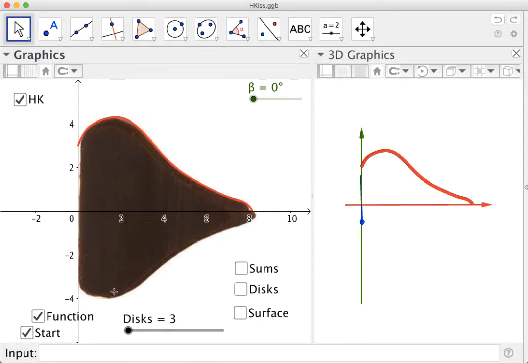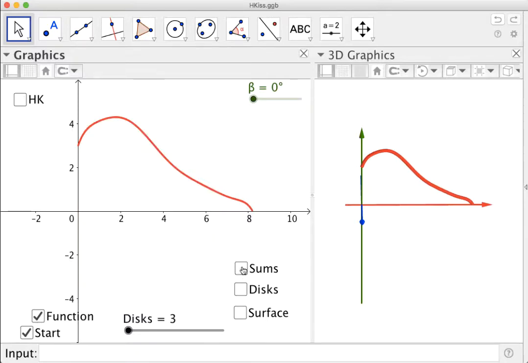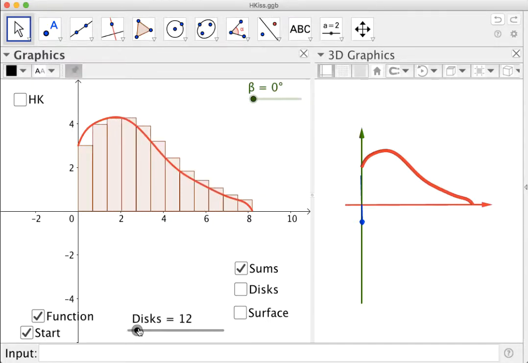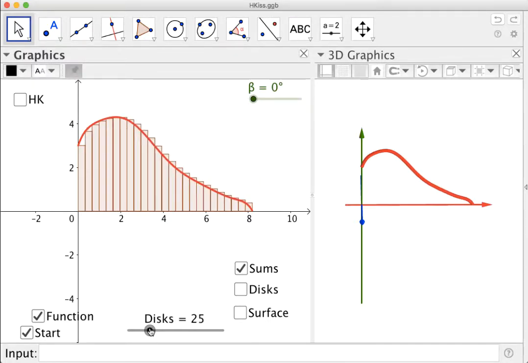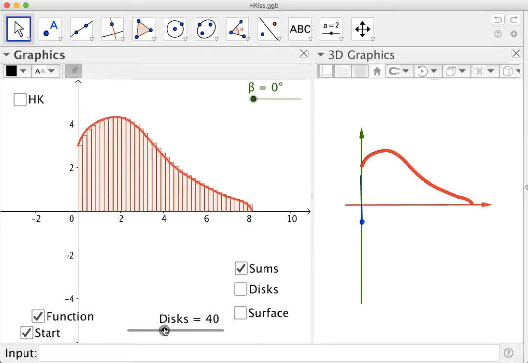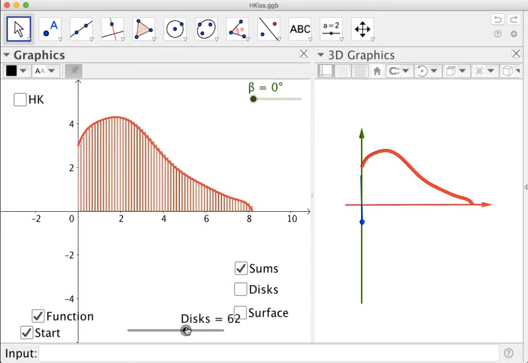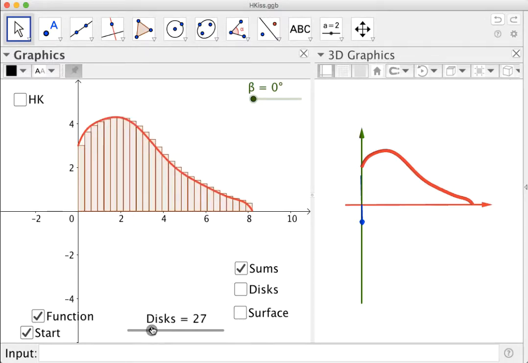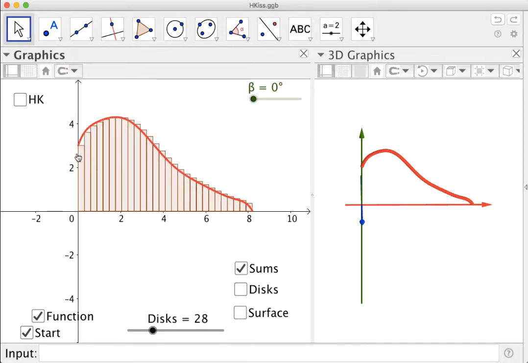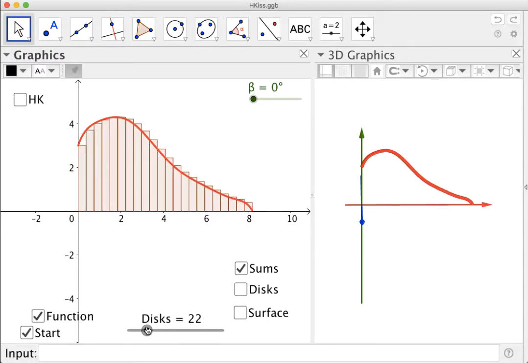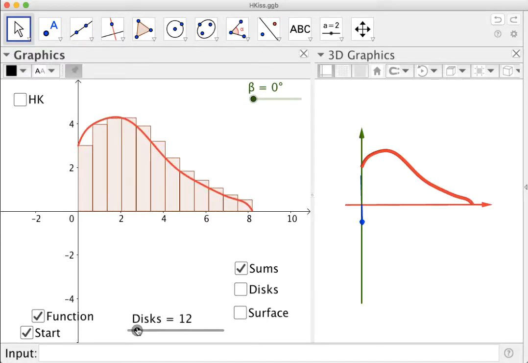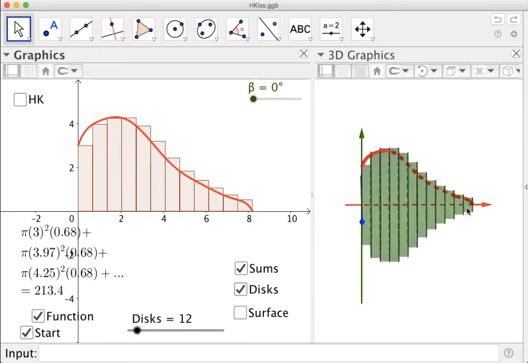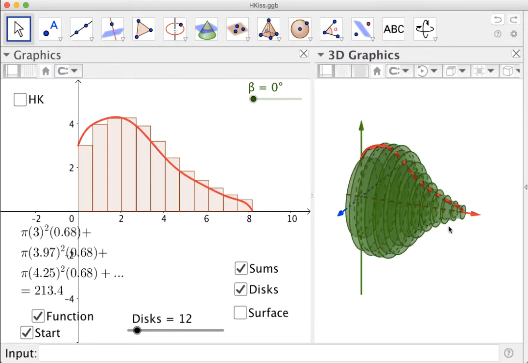So as we've done in the past, we think about what happens if we make some sums. We're approximating the area under the curve here with these Riemann rectangles, and we can get a better and better approximation as we increase the number of disks, or rather, number of rectangles. What we're going to do is rotate each of these rectangles around the x-axis to form a cylinder. And that gives us this figure over here.